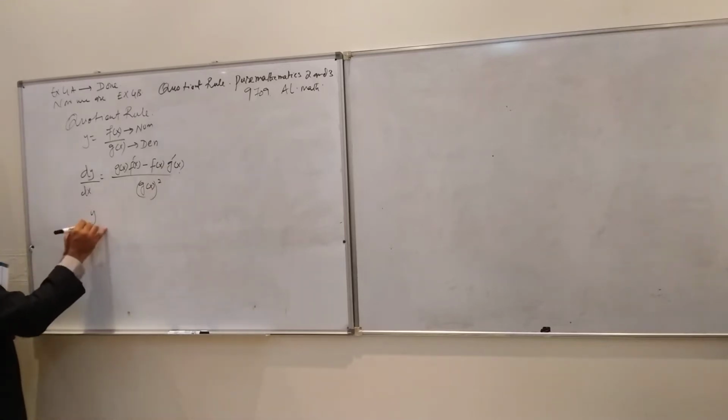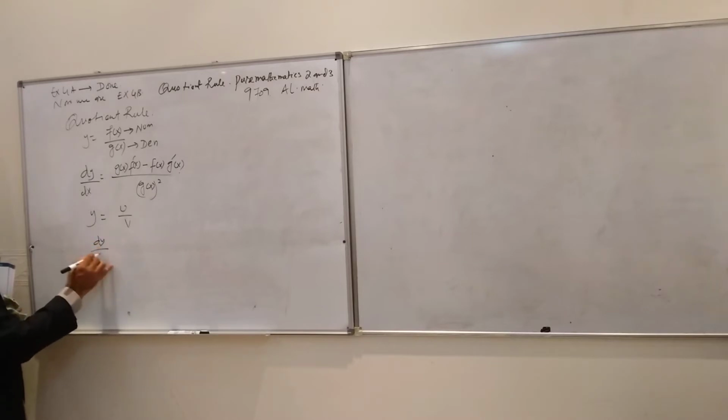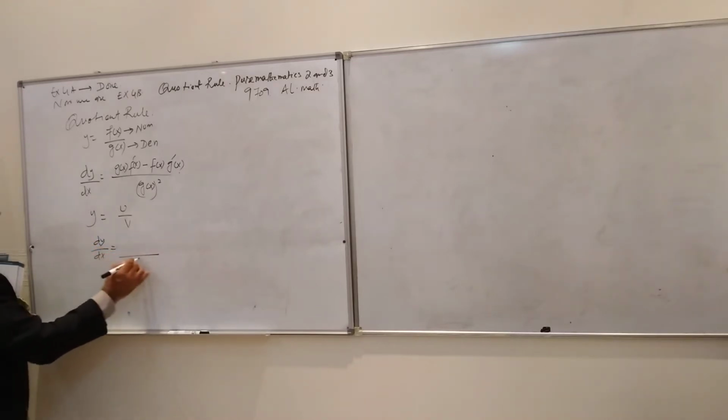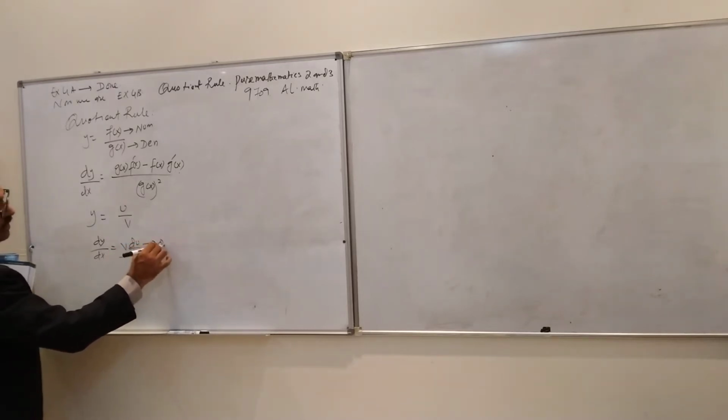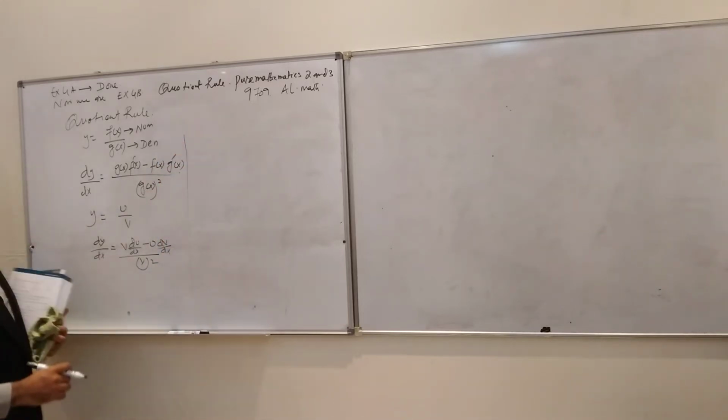Some books take it this way: y is equal to u over v. So dy/dx is v squared in the denominator, and v du/dx minus u dv/dx in the numerator. This is the explanation of the rule. Now let's do some questions.